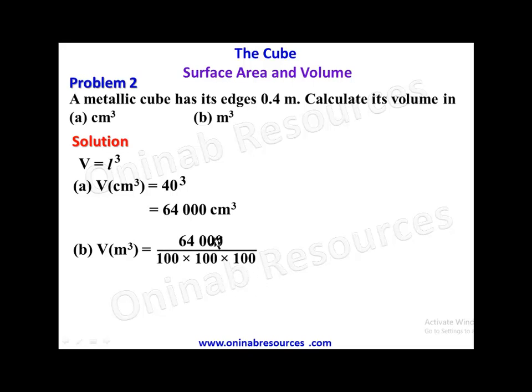So 2 zeros here will cancel these 2 zeros. 1 zero, we remove this zero. We now have 64 over 1000. That's going to be 3 decimal places, so it will be 0.064 cubic meters, which represents the volume of the metallic cube in cubic meters. And that's the end of the solution to problem 2. We go to problem 3.